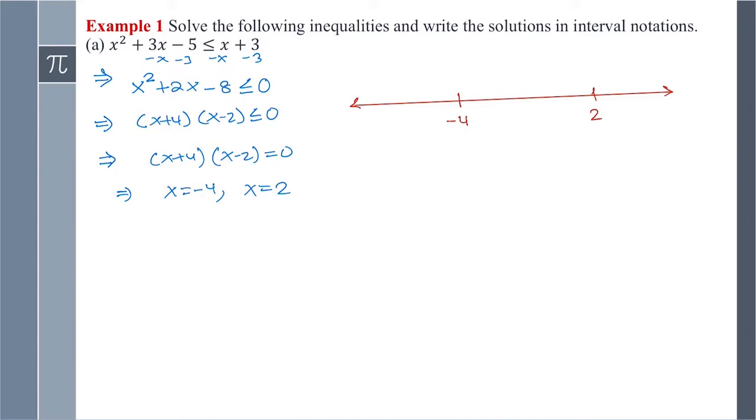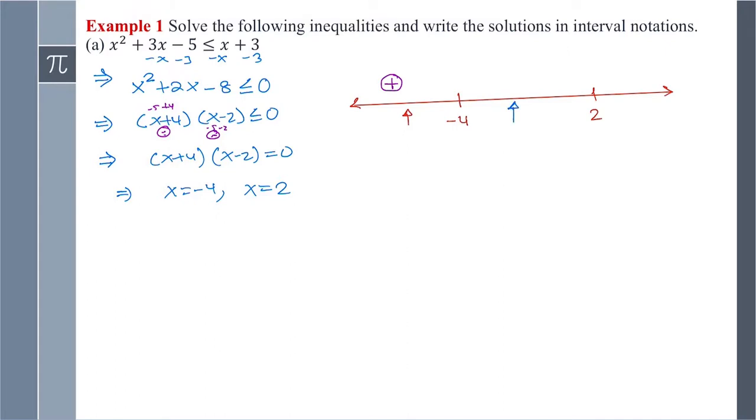Now we'll pick a number from each interval and put it into our inequality. We can pick negative 5 in the first interval. If I put negative 5 into my inequality, negative 5 plus 4 is a negative number, and negative 5 minus 2 is also a negative number. When we multiply negative times negative, we get a positive number. So if we pick a number from this interval and put it into our inequality, we will get a positive number.